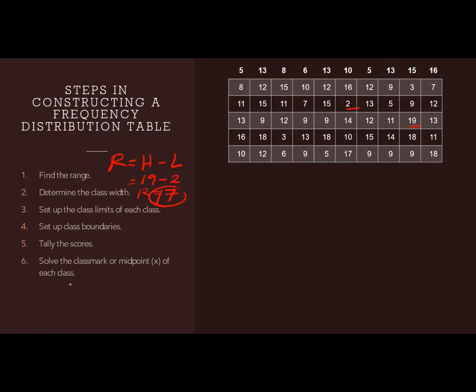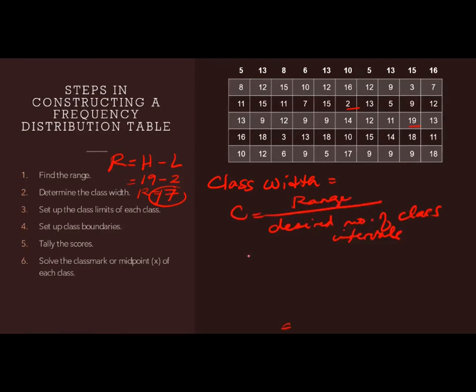So the next step is determining the class width. In determining the class width, what we are going to do is divide the range by the desired number of groupings. And the class size, take note, is the width of its class interval. So in finding the class width, we have our formula. C is equal to the range over the desired number of class intervals.